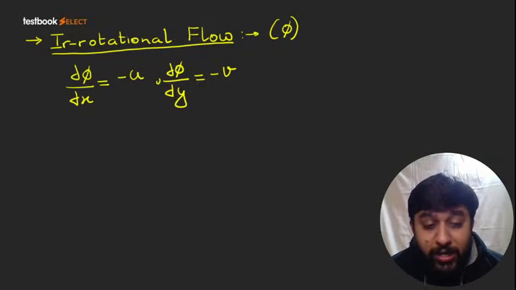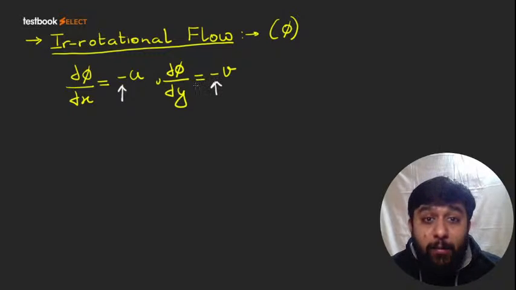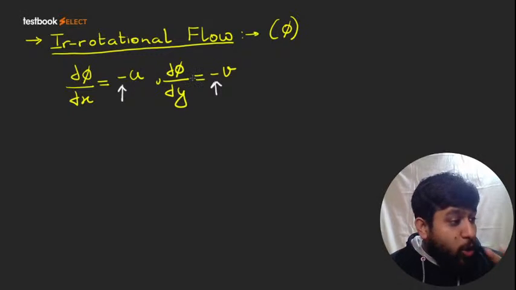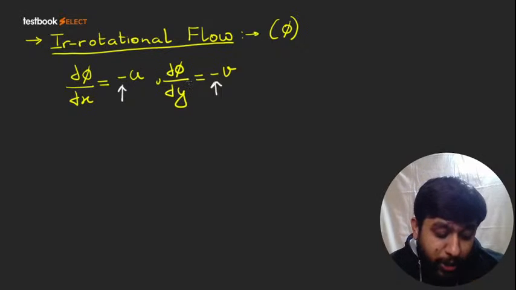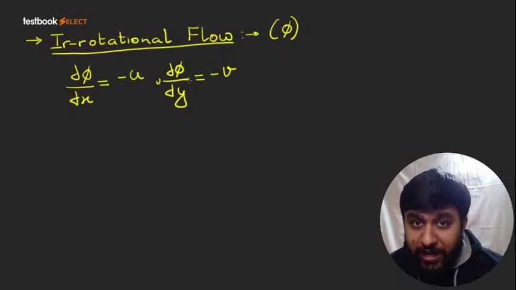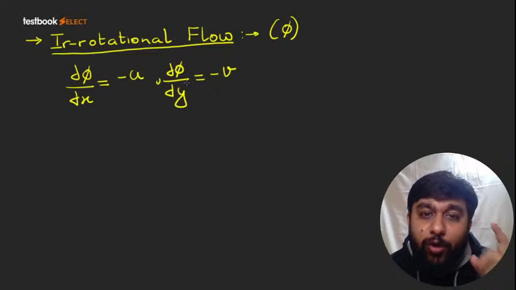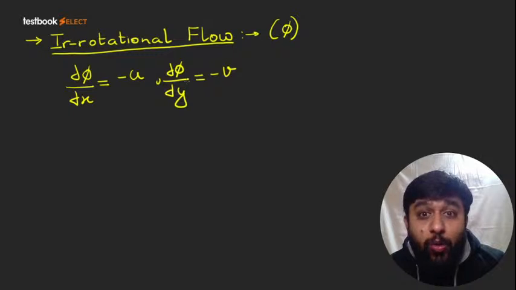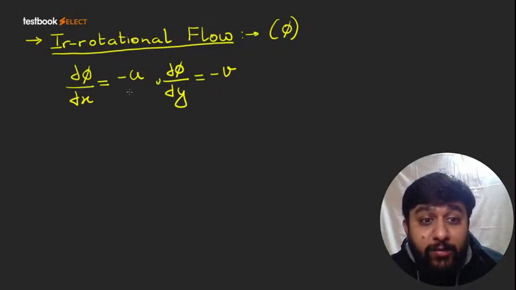So what happens is, in certain books, this is written as positive, but please don't worry about it. Actually, that positive or negative is a sign convention. So either you keep both as negative or you keep both as positive. Now in India, we follow negative signs. So I will keep it as negative only. So the velocity potential function is a function which is defined when the flow is irrotational, and if we differentiate this function with respect to a space coordinate, we get the corresponding velocity component but in negative.